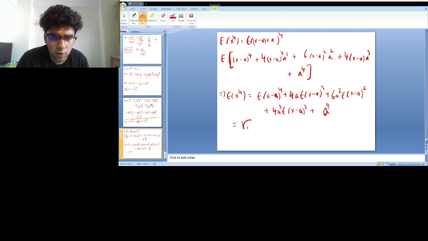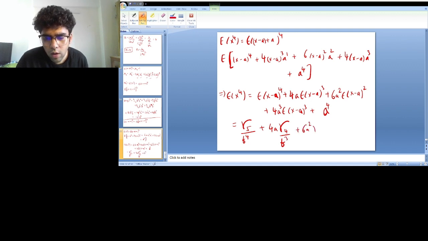Γ(4+1)/b^4 plus 4a Γ(r+1), so 4 upon b^r, so b³, plus 6a² Γ(r+1), so 3 divided by b², plus 4a³ Γ(r+1), 4 upon b^r, so b³.